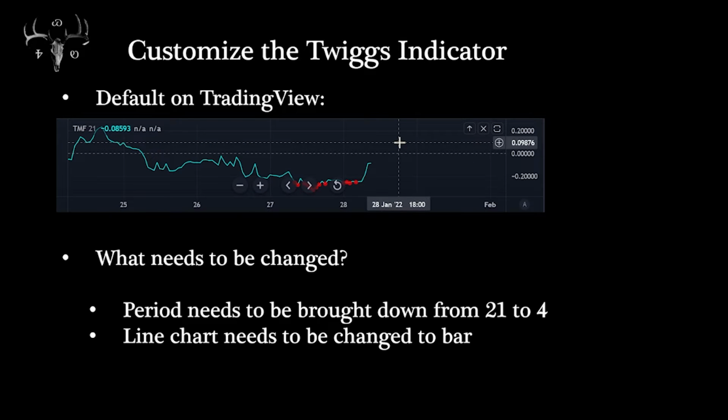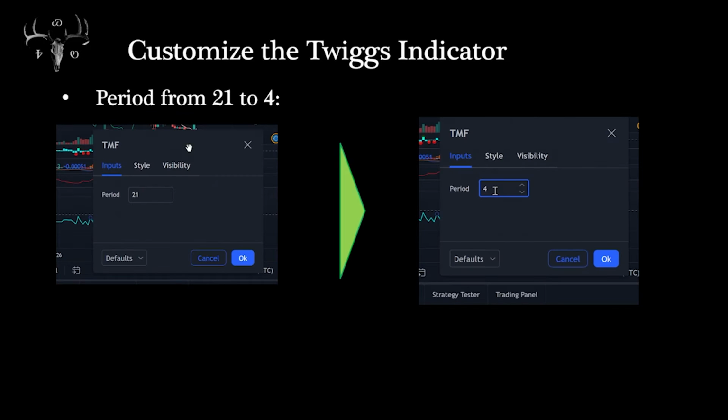Something though, if you're interested in looking at that as a confirmation indicator, you're going to need to do some customizations on TradingView. The default twigs on TradingView is set at 21 periods, and it's a line, right? And for our purposes, using the Windigo trading method, it needs to be set at 4 periods, and the line chart needs to be changed to a bar. So changing from 21 periods to 4 periods, very easy.